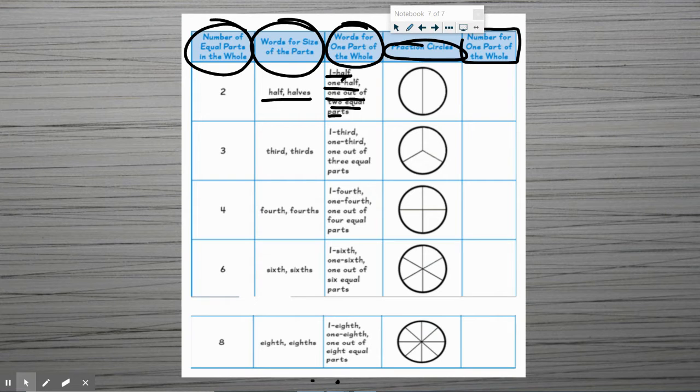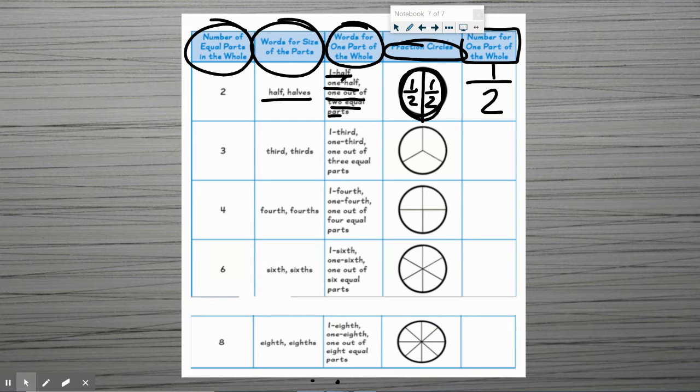Now, my fraction circle, if the whole is the whole circle, I split it into 2 equal parts. This is 1/2 and this is 1/2. Now, when I'm talking about writing it as a fraction, I have 2 equal parts, and I'm only talking about one of them. So I write it as a fraction, 1/2.